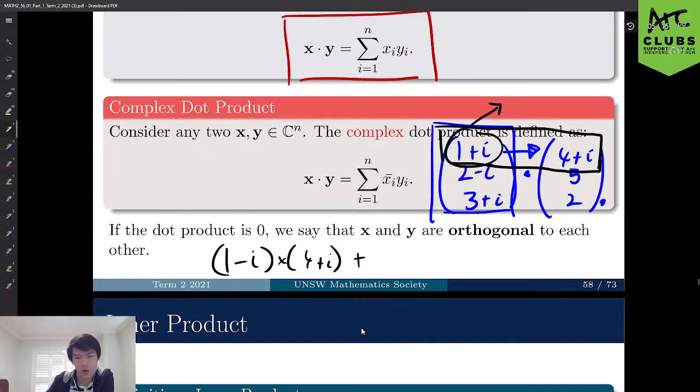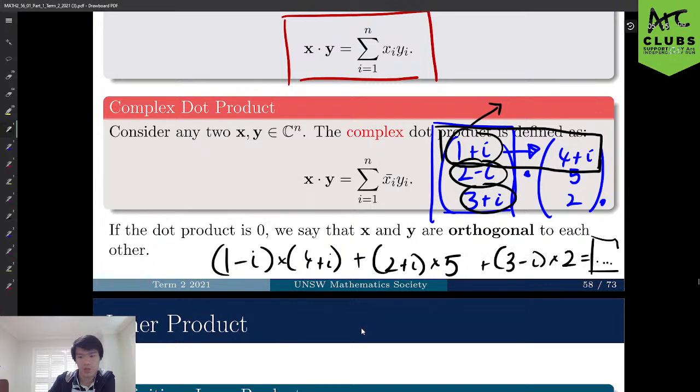Next thing we'll do is find the conjugate of this. This is 2 plus i times 5. Then we'll find the conjugate of this one, 3 minus i times 2. Then we evaluate all of that, and we'll get our dot product. The whole idea is that instead of just multiplying them together, we take the conjugate of the first one, then multiply it by the second. So x dot y equals the sum of x_i conjugate times y_i.